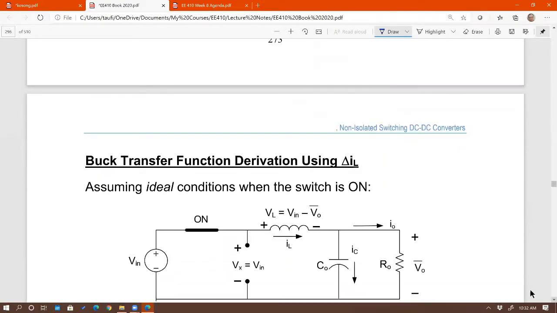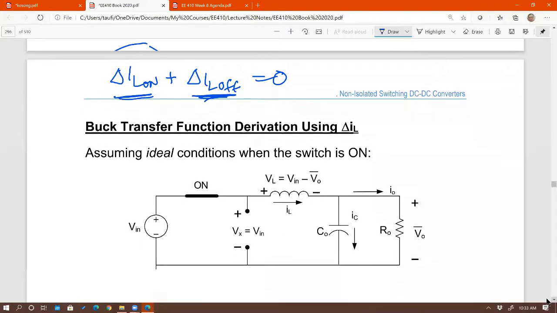All right, again, my objective now is to be able to derive the transfer function using delta IL on plus delta IL off equals 0. If I can find the equation for delta IL on, equation for delta IL off, then I should be able to get the transfer function, as you shall see.